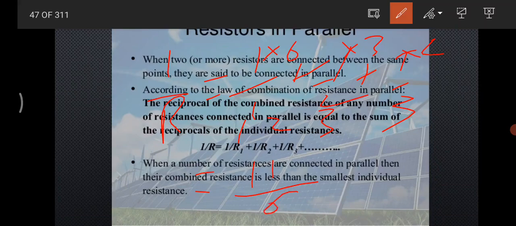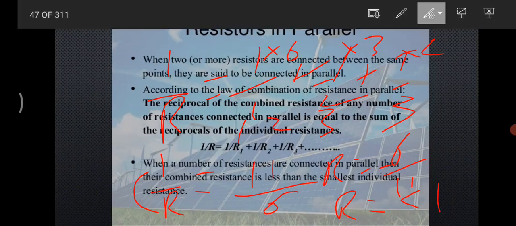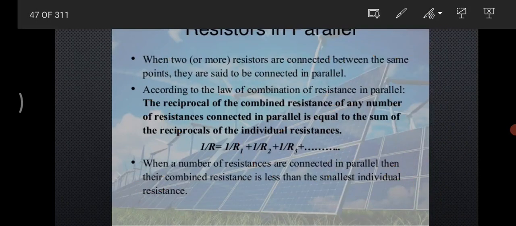Now if you take the reciprocal of 1 upon R, R will be equal to, if you take a reciprocal of this, R by 1, so you are going to get 6 by 11 over there. So 6 by 11 is again less than 1. You can see the total resistance is less than that of the smallest individual resistance. The smallest individual resistance was 1 ohm, and we are getting the total resistance less than 1 ohm. This is the specialty of parallel resistance.